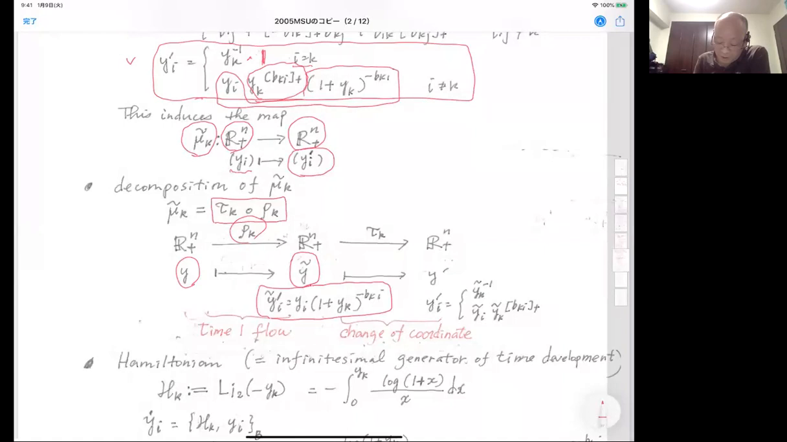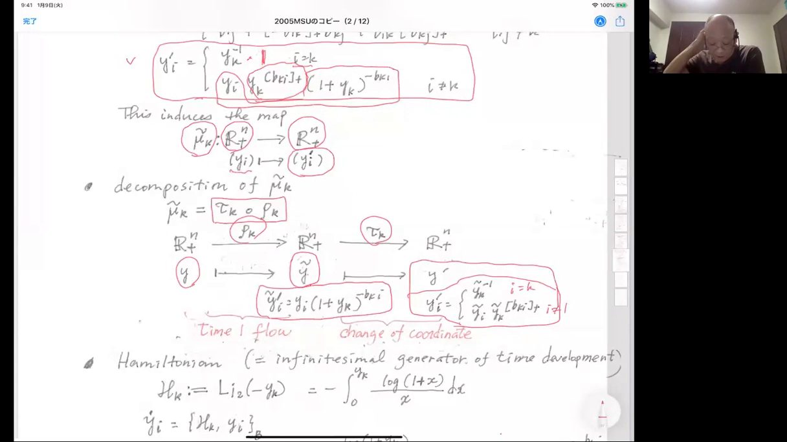part. It is called tau k, and for y tilde, you assign such y prime by the following thing. So i is k, i isn't k. And this is essentially some linear equation in log terminology. And what is important is we do not consider this as a dynamical development, I mean, a time discrete dynamical system, time one flow. We rather consider this separately, as a change of coordinate of our phase space.